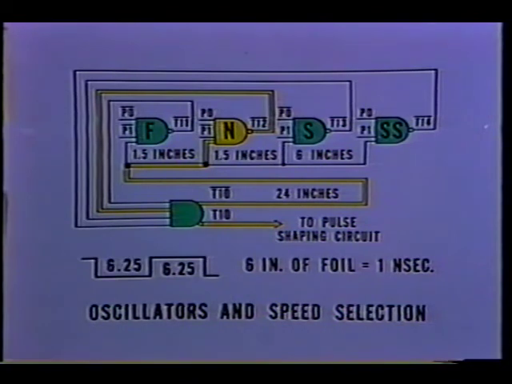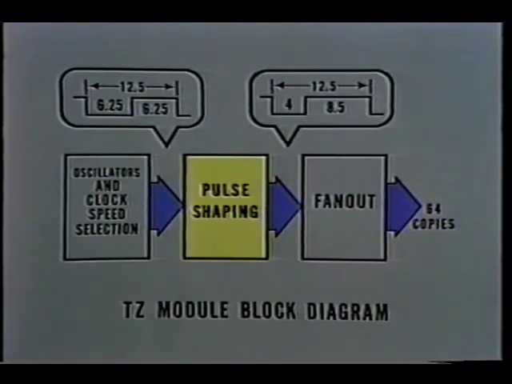The not T10 and not T12 gates produce a 2 nanosecond delay, 1 per gate. The 25.5 inches of foil between gates produce a 4.25 nanosecond delay. Remember that 6 inches of foil produces 1 nanosecond delay. The total circuit delay is therefore 6.25 nanoseconds. It causes the selected circuit to have an on time of 6.25 nanoseconds and an off time of 6.25 nanoseconds. The resultant wave shape is shown. It will now be sent to the pulse shaping circuit.